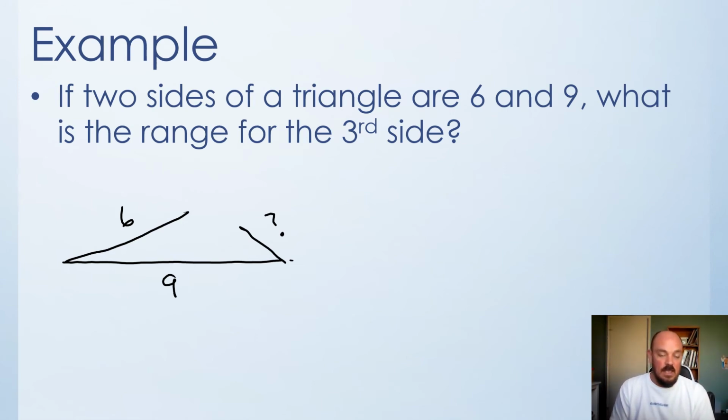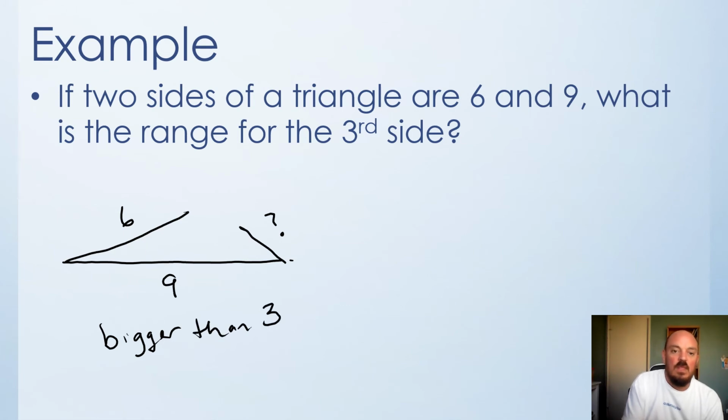Now, if that's the case, that question mark needs to be bigger than 3. If it equals 3, you get that 9, that 6 plus 3 equals 9. It doesn't make a triangle, it's laying on it. So the question mark has to be bigger than 3. I know that. And I actually got that just by subtracting. I got that just by doing 9 minus 6.